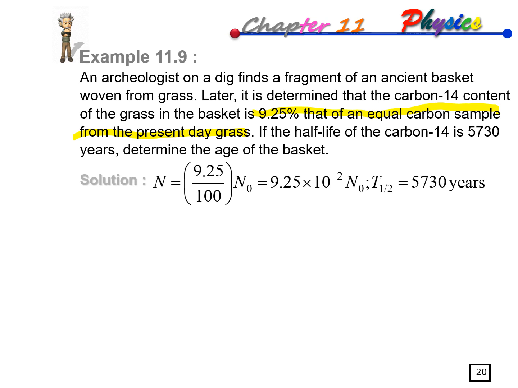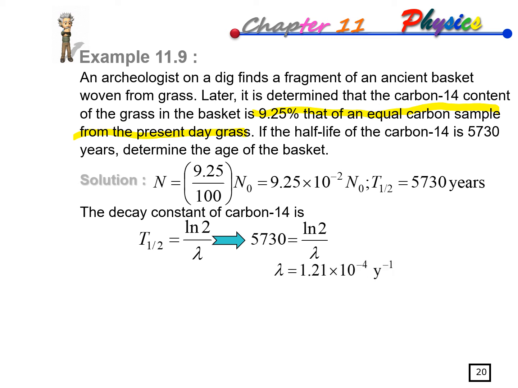So for the solution, the information given. For this one you don't need to convert; the half-life you can just leave in years, so your final answer will be in years. The half-life is given, so from there we can determine the decay constant. Make sure the unit is the same, so the decay constant we use is per year. So determine the age of the basket.